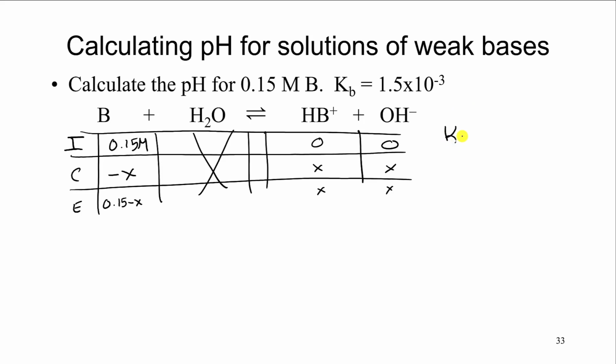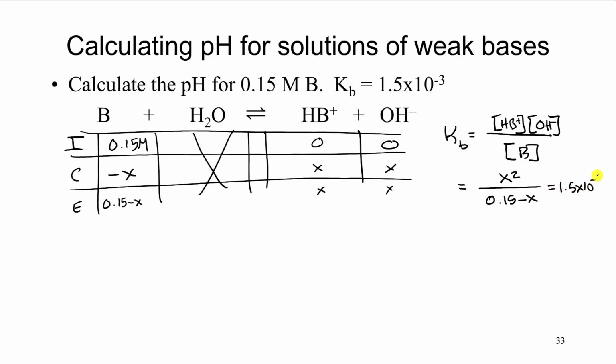And the Kb expression, just like a Ka, right, is products over reactants. So it's going to be HB plus, the conjugate acid, times OH minus, over the concentration of the base, like that. And so now I can plug this in, and I hope you're recognizing that when you do many of these problems, you're going to get this same form for the answer. It's x squared over the concentration minus x, and that's 1.5 times 10 to the minus third. Okay, so now I'm going to plug that into a solver, and I'll show you the result of that calculation.